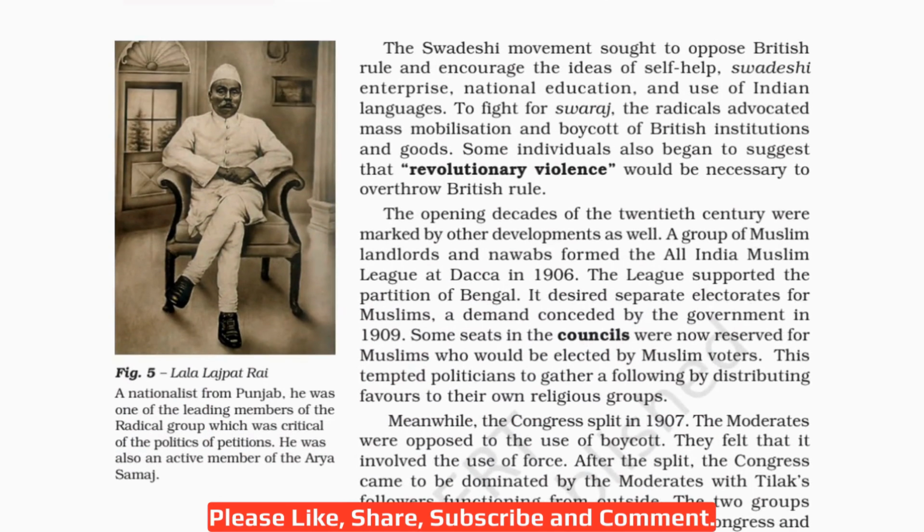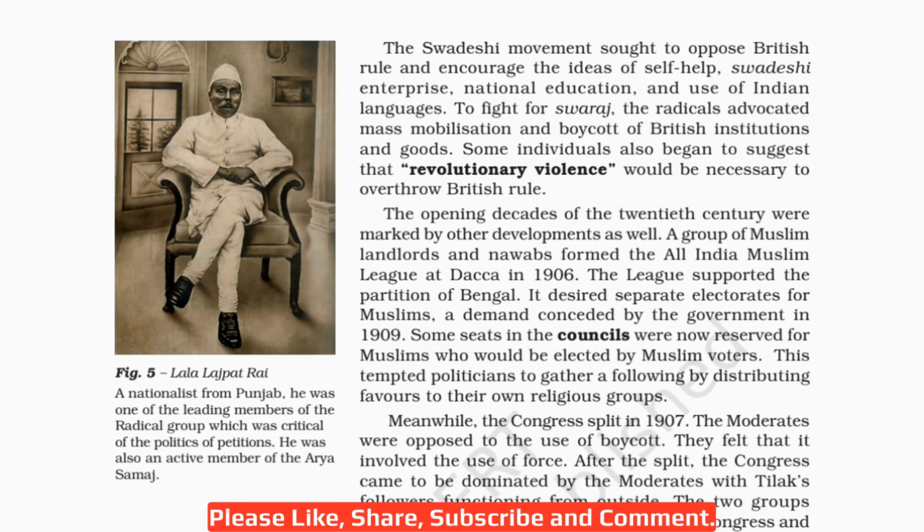Now let's talk about the Swadeshi movement. The Swadeshi movement sought to oppose British rule and encourage the ideas of self-help, Swadeshi enterprise, national education and use of Indian languages. Okay, Swadeshi means apne desh ka, right? So they were fighting for all those things, that our language, our enterprise, everything should be our own Indian. Okay. The fight for Swaraj.